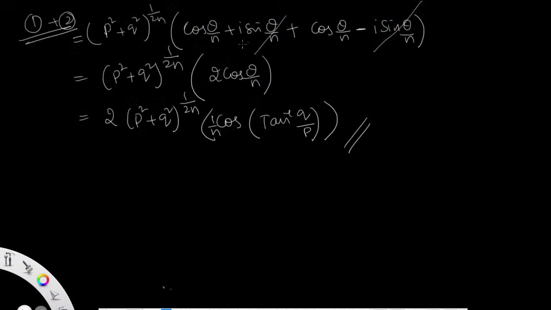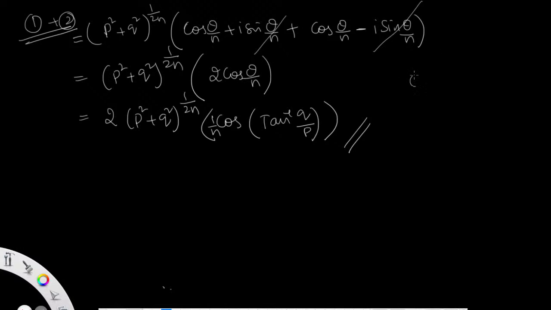So that is cos theta by n plus i sin theta by n, plus cos theta by n minus i sin theta by n. The sin terms will be cancelled, then you get cos theta by n, that is 2 cos theta by n. So 2 is the first term as a multiple of this. So 2 into (p square plus q square) to the power of 1 by 2n into cos of theta by n.